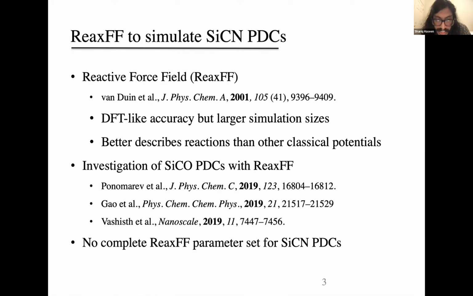So we want to extend this and look at ReaxFF parameters for SiCN PDCs. And in literature right now, there's no complete set for ReaxFF SiCNH. And so we propose to develop that.